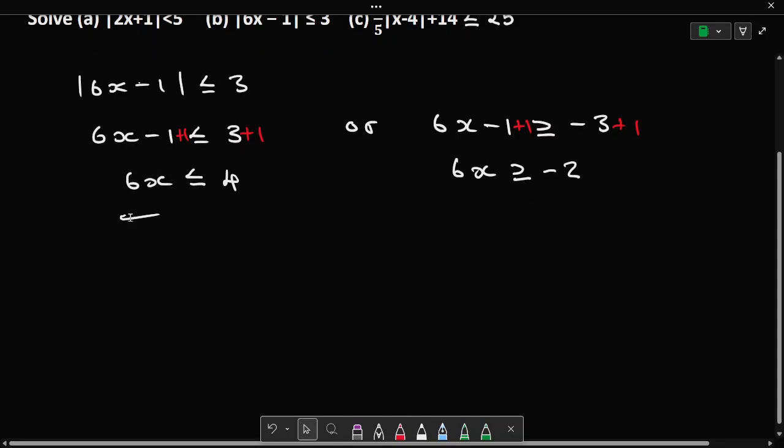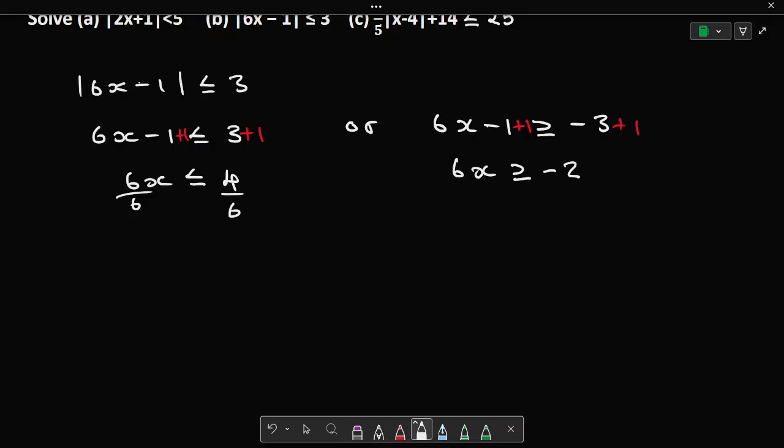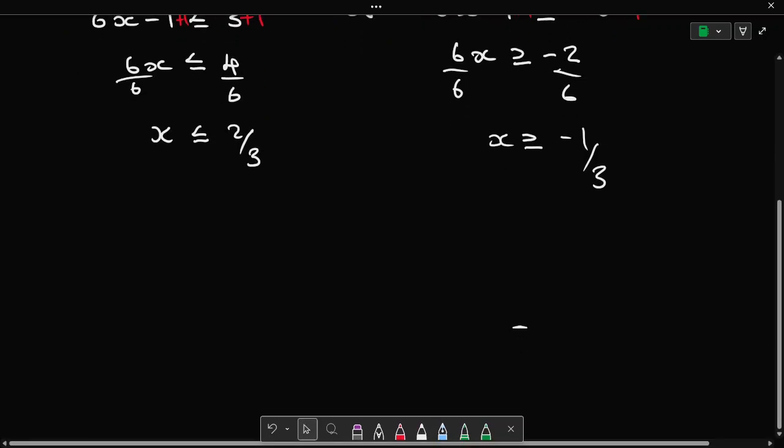You divide by 6, and you get x less than or equal to 2 over 3, and this side it will be x is greater than or equal to negative 1 over 3.